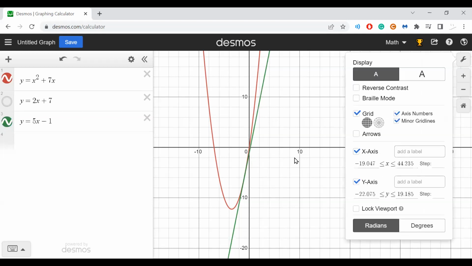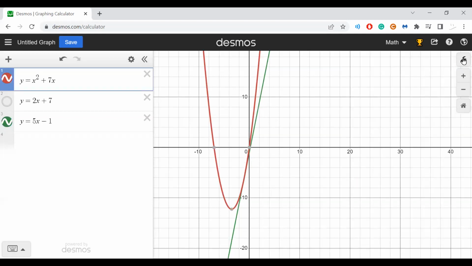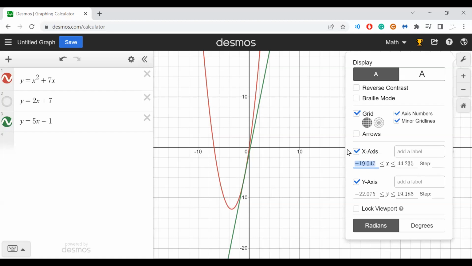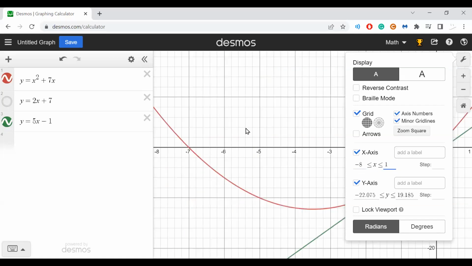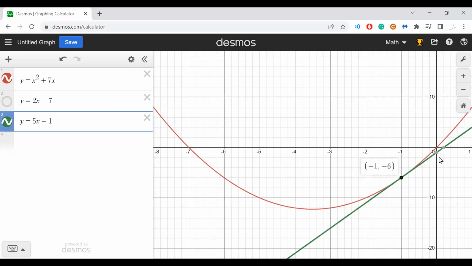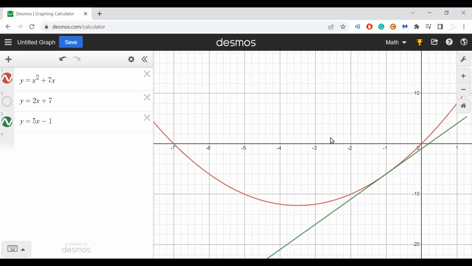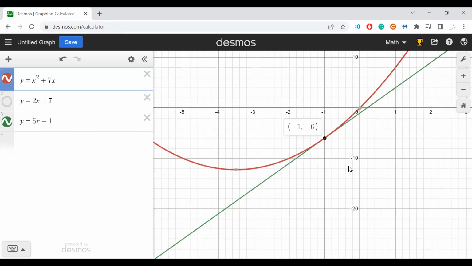Let me just change the scale a bit. This is -7 to 0, so I want my x-axis to be maybe -8 and how about +1? Can you see the tangent line? The green line is exactly tangential to the point -1, -6. It only touches one point. So this procedure definitely works. Are you convinced? Yeah.